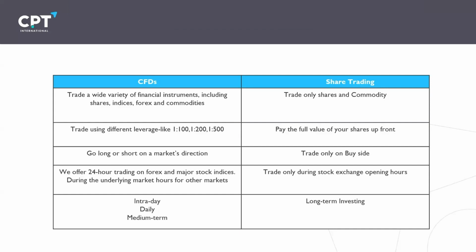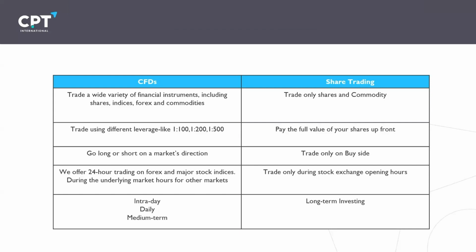In CFD trading, normally we get a variety of products, as I mentioned earlier: shares, indices, forex, and commodities. But when trading in the stock market or on an exchange, mainly we can only trade shares and commodities. They have a fixed time frame.